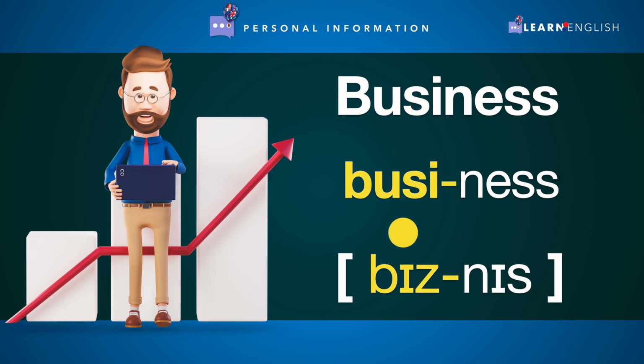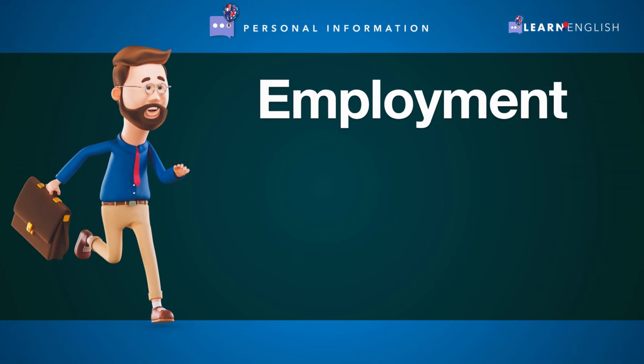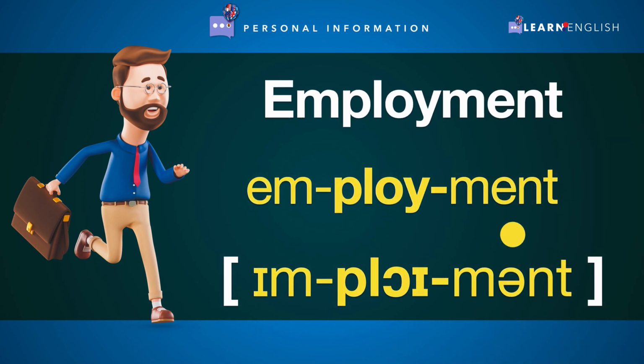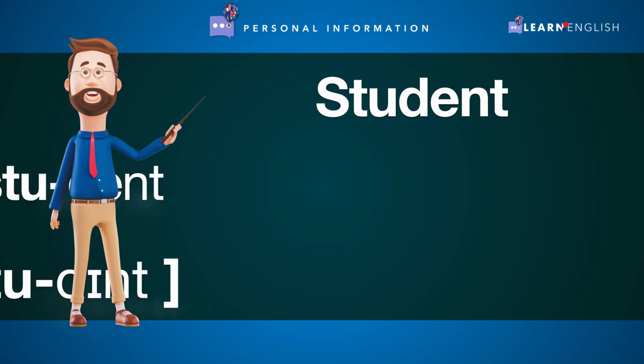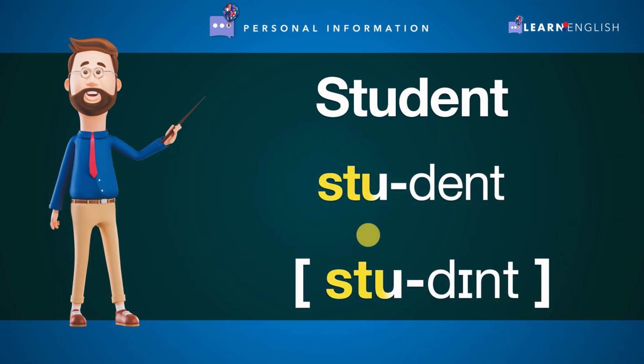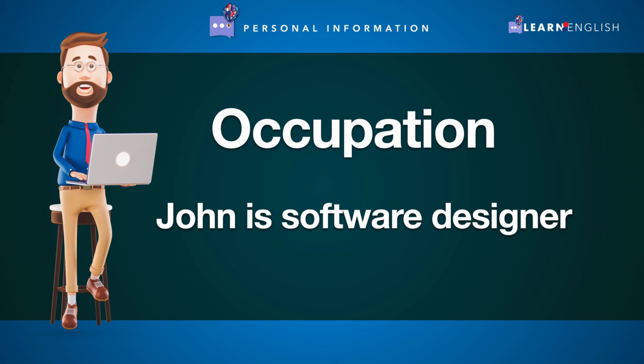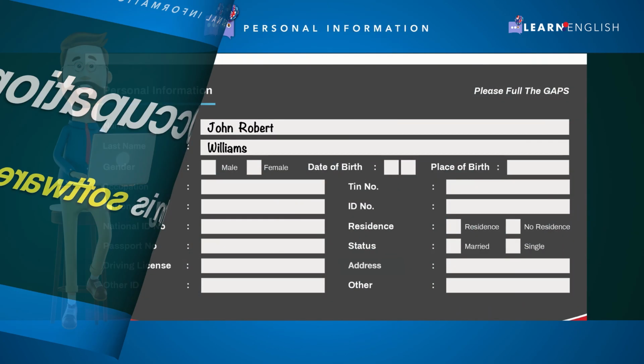Business. Employment. Student. But what is John's occupation? John is a software designer. Software designer. Okay, let's continue completing our form.